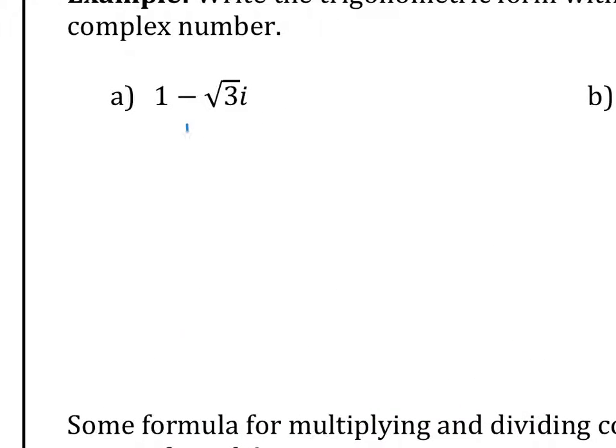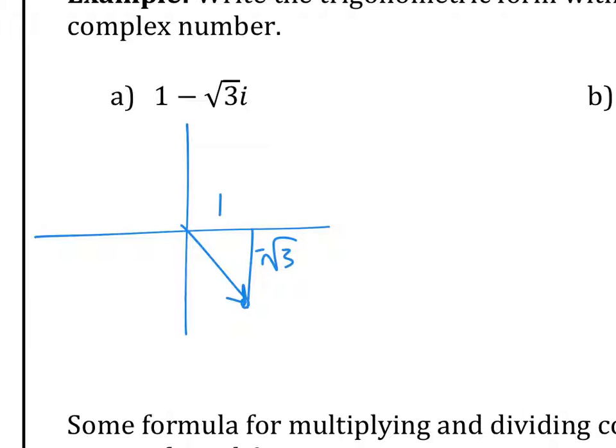Okay, first one, 1 minus square root 3 i. You want to graph it on the complex number plane to see what this vector is pointing to. So 1, negative square root 3. All right, can you find r and theta? Yes, you can. We've been doing this for a long time now. And for theta, please keep it positive. Don't make it negative. We want to keep both r and theta positive.